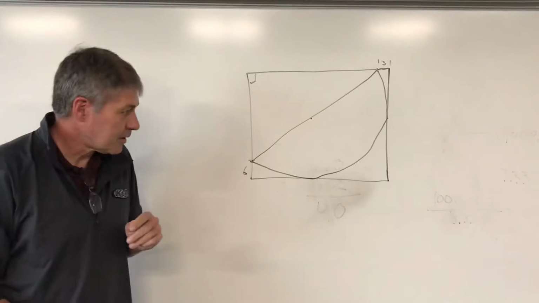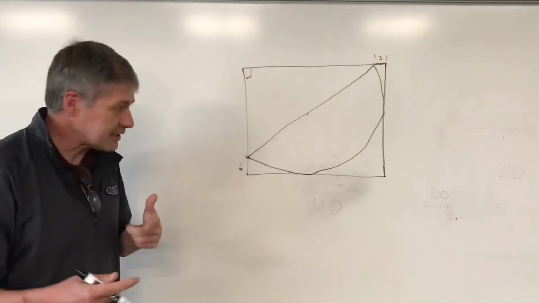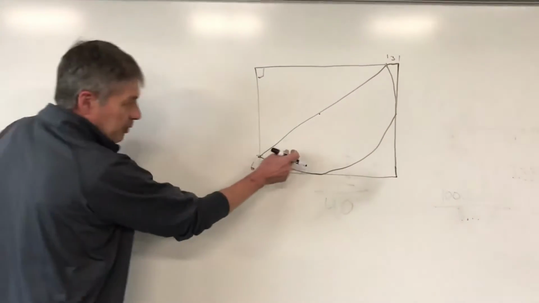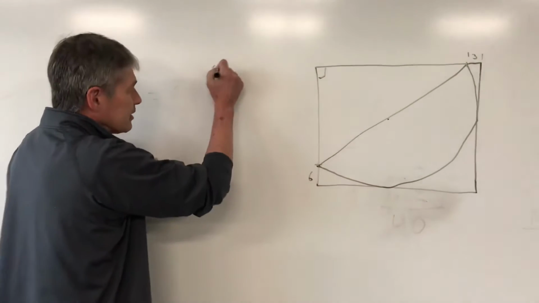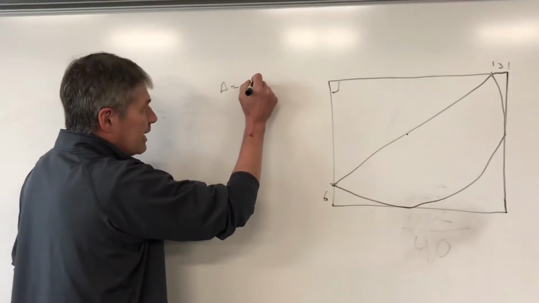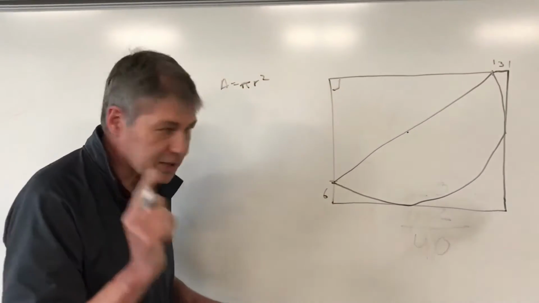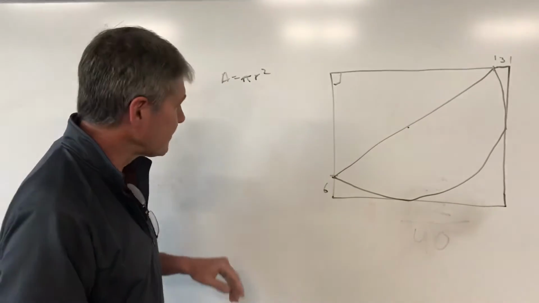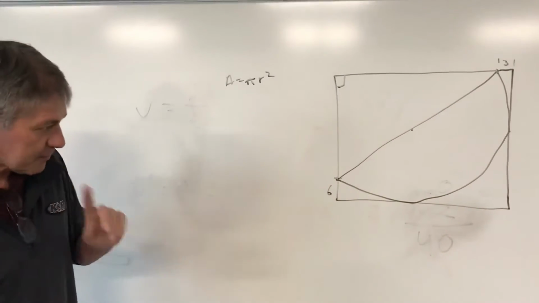Well, you got to remember the trick to this is the formula for a circle: area is equal to pi r squared, right? Which is a big clue. It tells us we're going to work with pi. So how do we go about this thing?